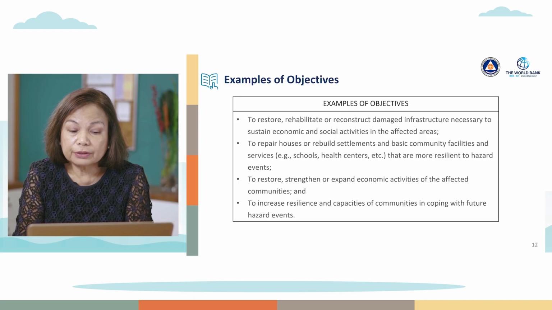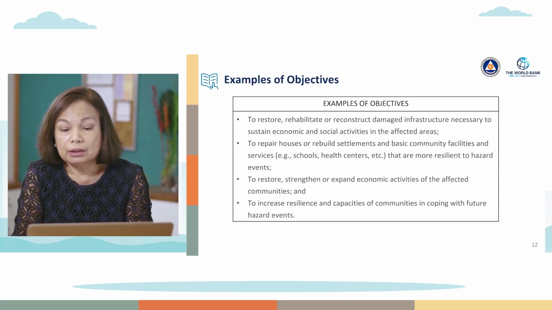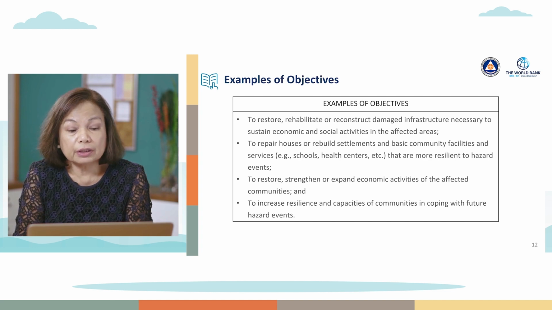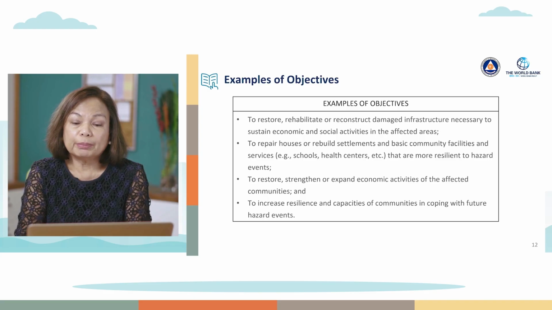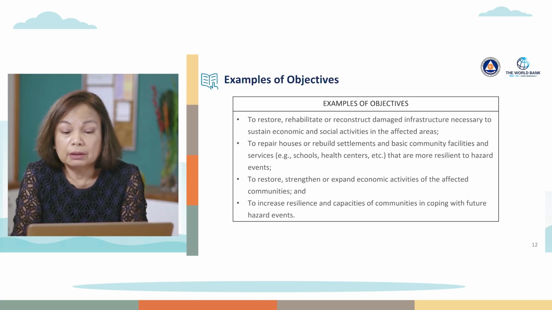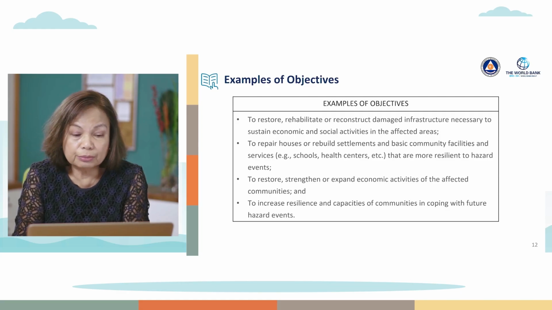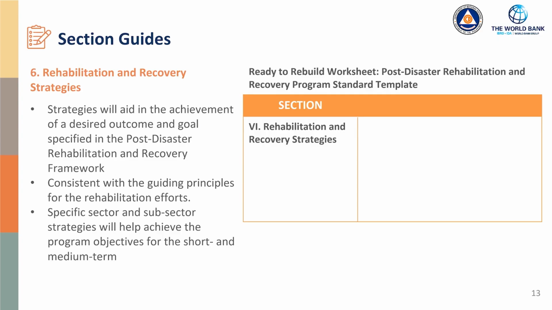But these objectives could be made more specific, such as by citing which particular infrastructure facilities need to be reconstructed or rehabilitated, expected time to complete these activities, or what kind of economic activities need to be supported and promoted, what standards should be enforced, or what capacity or capability build up are needed by the stakeholders in the community. Moving on, you have the rehabilitation and recovery strategies.